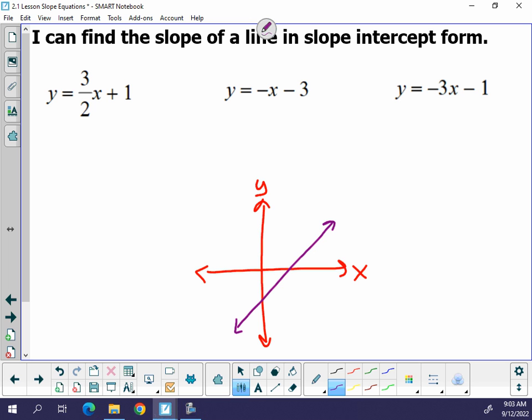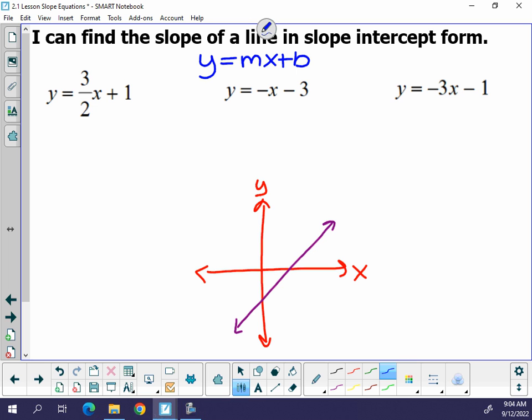So if you think about a hill, you would say a hill that is really steep is sloped steeply. My English is a little bad here, but the slope is how steep or slanted a line is, and we can find that slope by looking at the equation of a line. And we're going to look at equations of lines in a specific form. We call it the slope-intercept form.